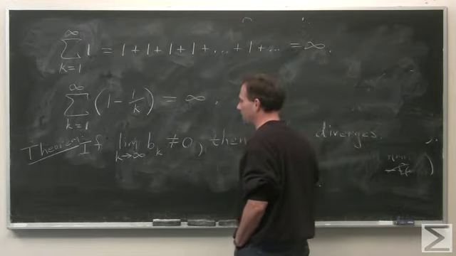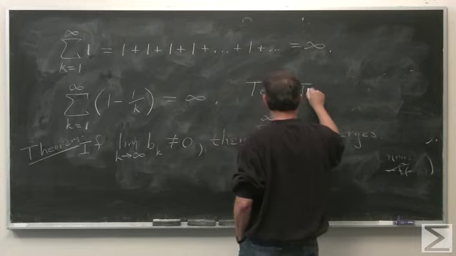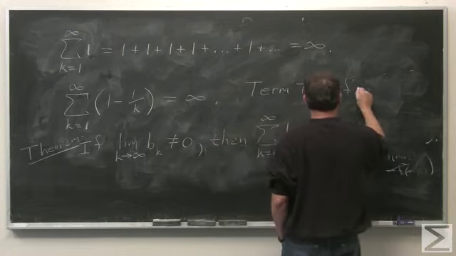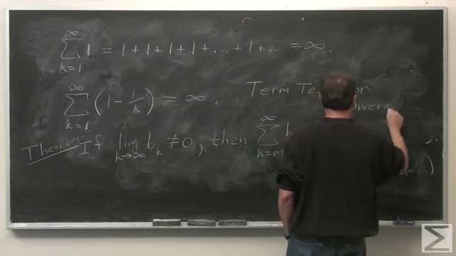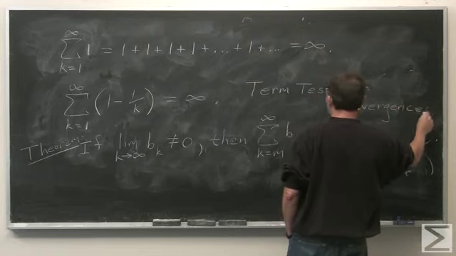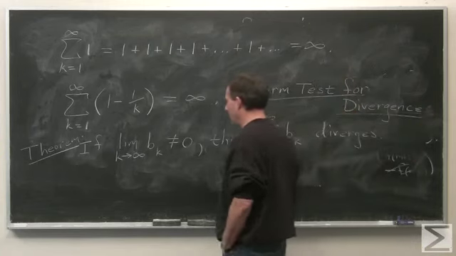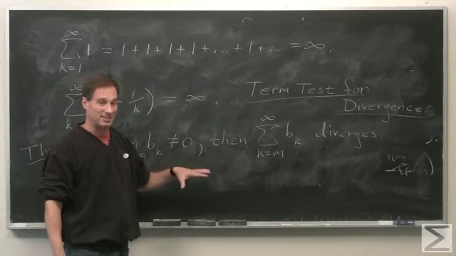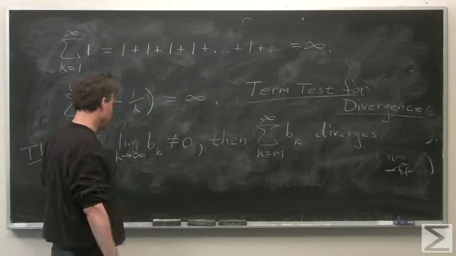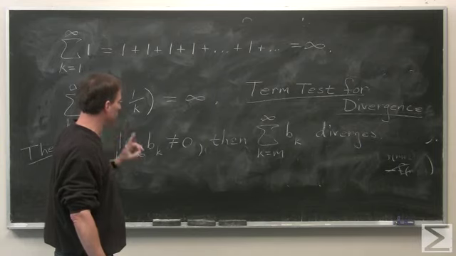This is called the term test for divergence. The only conclusion you can ever draw from it is that a series diverges. It can never tell you that a series converges. For divergence: if the limit of the terms is not 0, then the sum has to diverge. I need to explain why this is true.